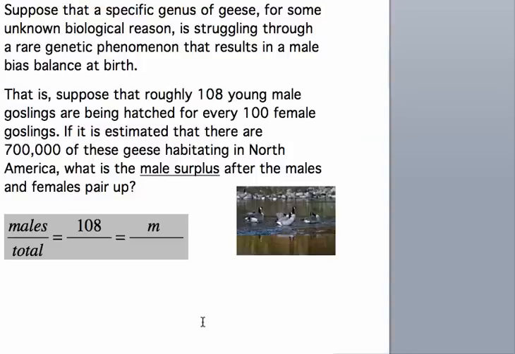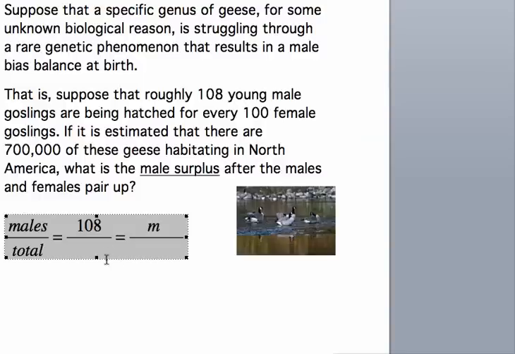Suppose that a specific genus of geese, for some unknown biological reason, is struggling through a rare genetic phenomenon that results in a male bias balance at birth. That is, suppose that roughly 108 young male goslings are being hatched for every 100 female goslings. If it is estimated that there are maybe 700,000 of these geese inhabiting North America, what is the male surplus after the males and females pair up?